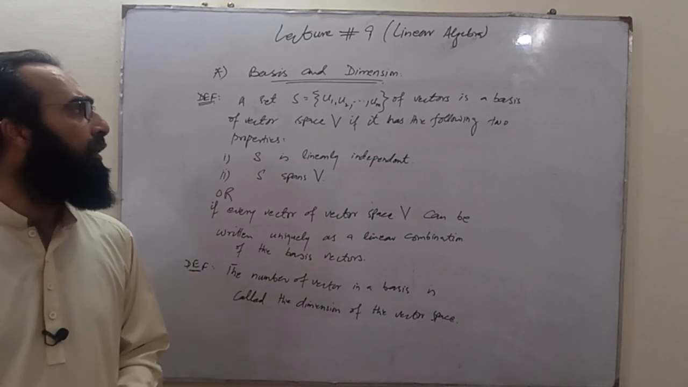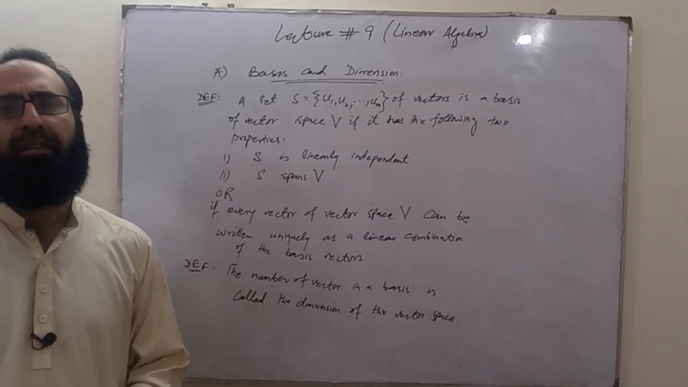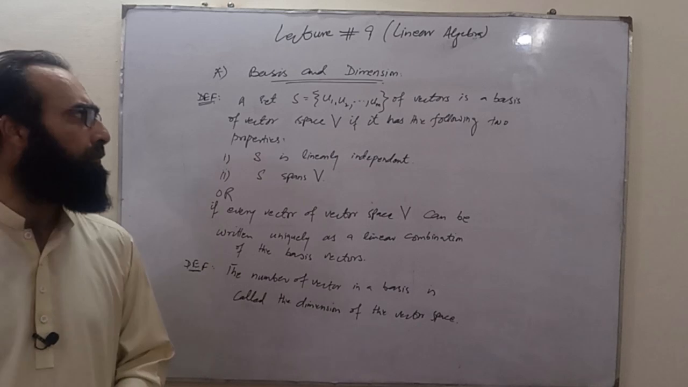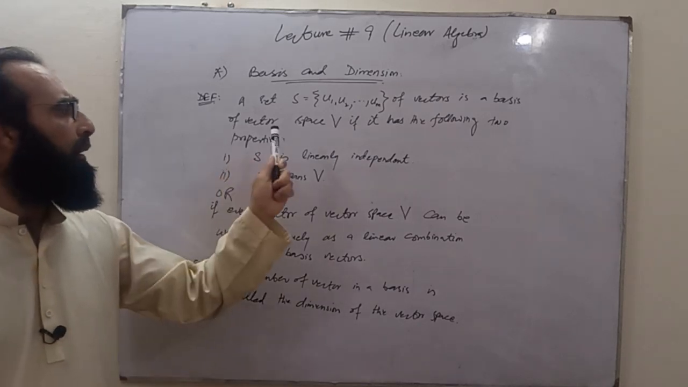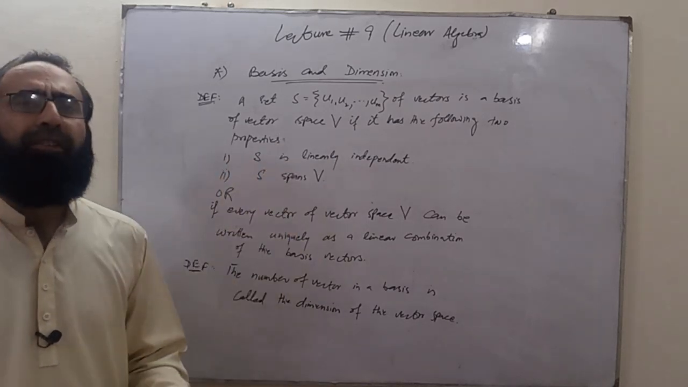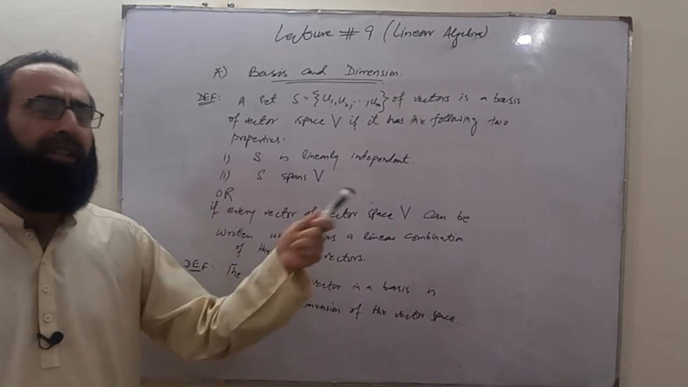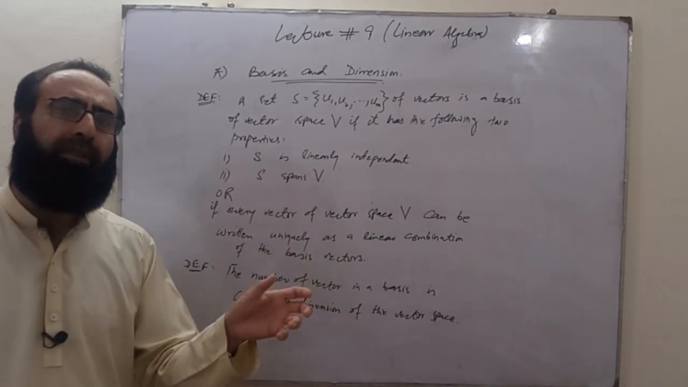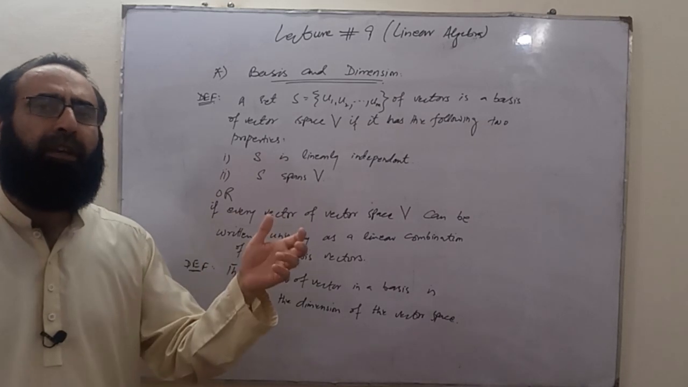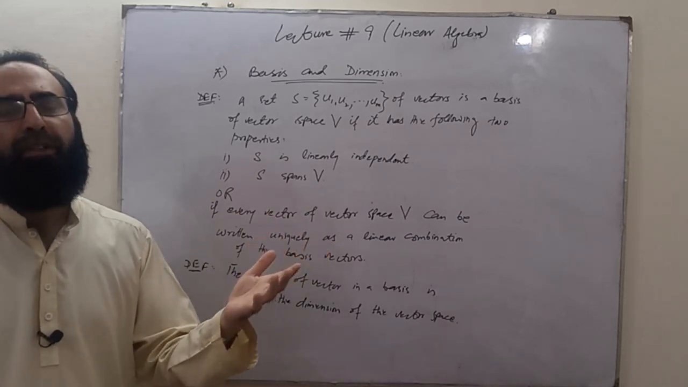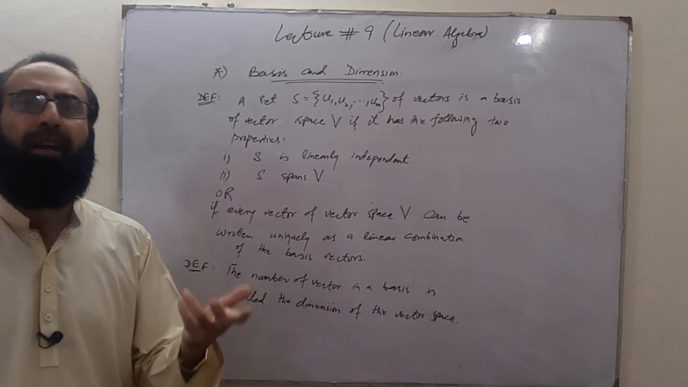In this lecture, we will discuss basis and dimension of a vector space. In the definition, basis is basically a spanning set, which we have already studied in previous lecture number 8. If the vectors in the spanning set become independent, then such a spanning set is known as a basis for a vector space.